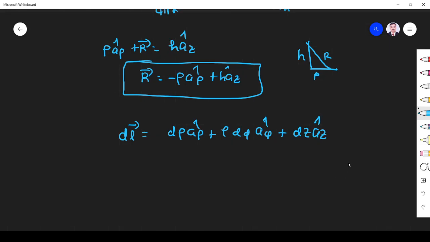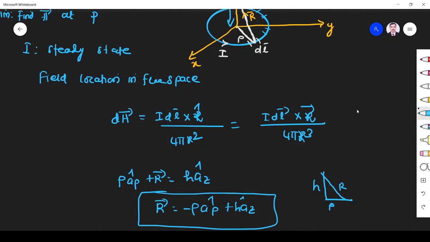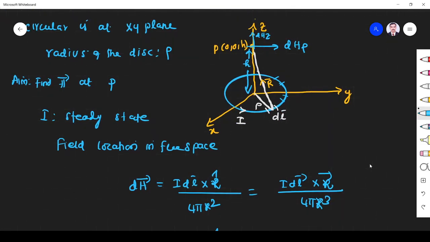Now, this Idl is creating the vector R in this direction, so the field will flow like this. Similarly, we have another Idl opposite to that, because, as I told you, for every Idl we have to take Idl 1, 2, 3.